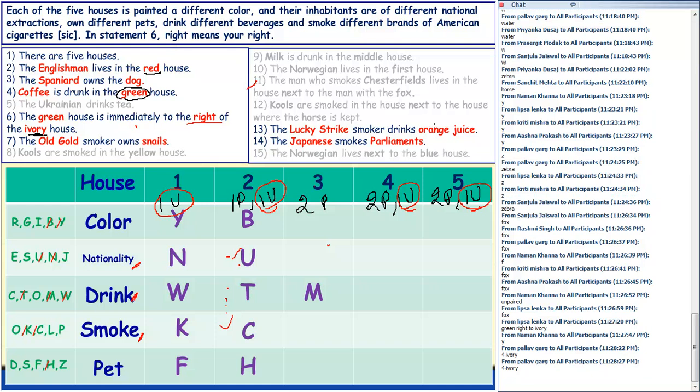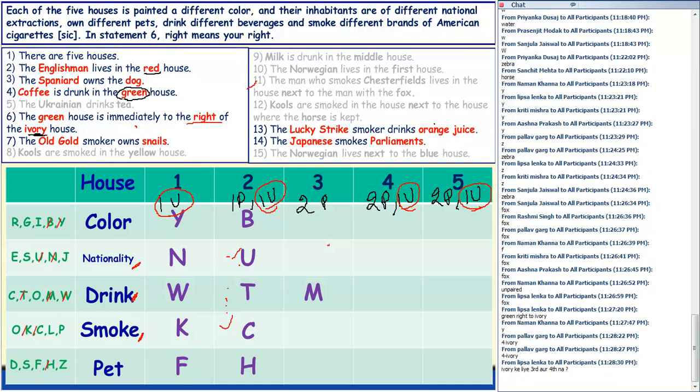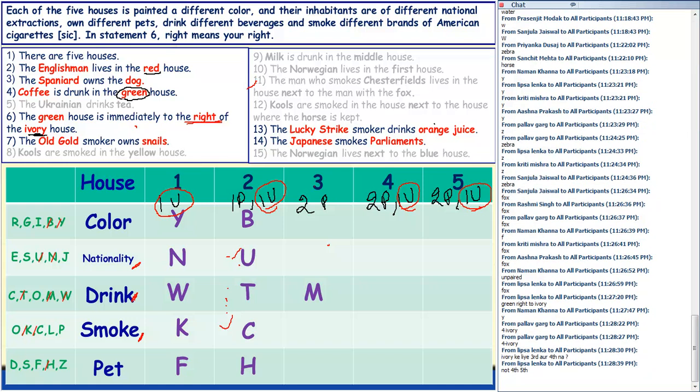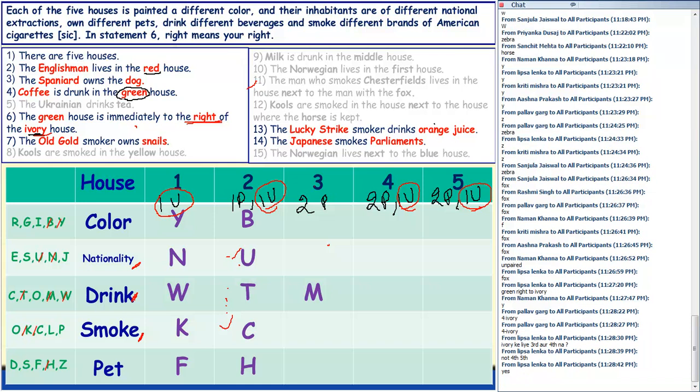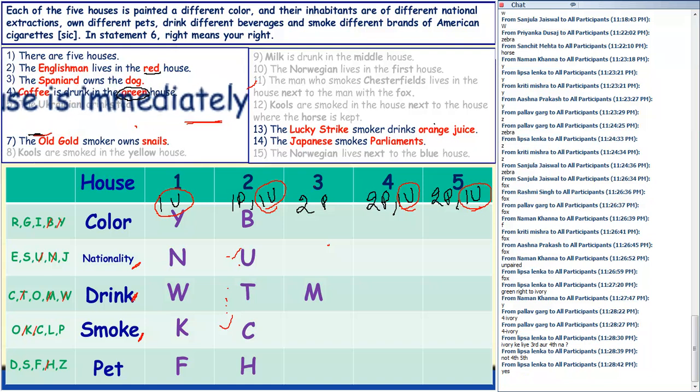Now, yes, that's right. हाँ, आइवरी के लिए डेफिनेटली लिफ्ट थर्ड एंड फोर्थ बिकॉज इट इज द ग्रीन हाउस इज इमीडिएटली टू द राइट ऑफ द आइवरी हाउस. तो आइवरी फॉलोड बाय ग्रीन होना चाहिए. एंड सिंस आइवरी कैन नॉट बी एट द थर्ड बिकॉज इट हैज टू बी अनपेयर्ड, सो आइवरी मस्ट बी इन द फोर्थ एंड ग्रीन मस्ट बी इन द फिफ्थ.